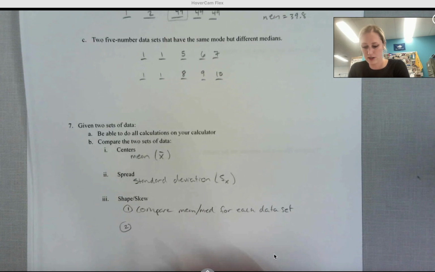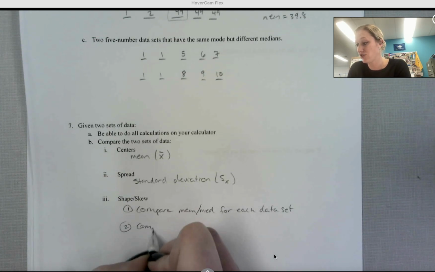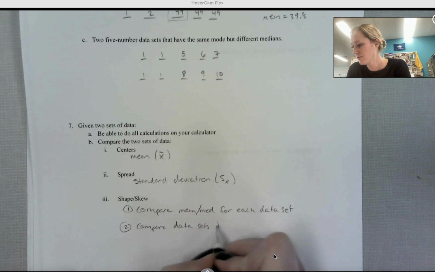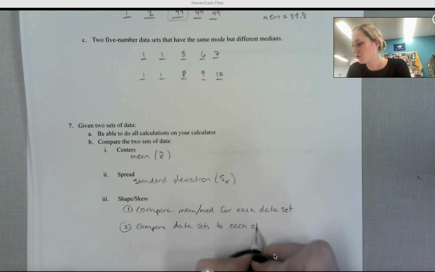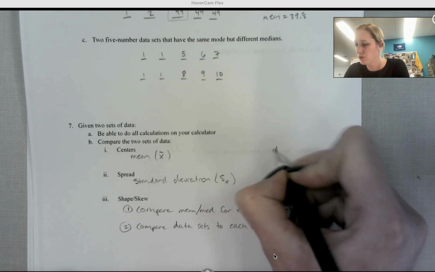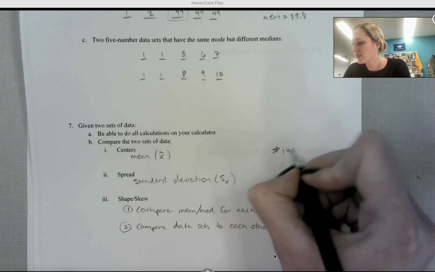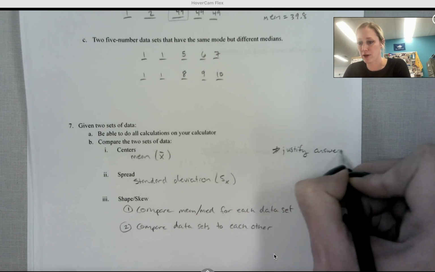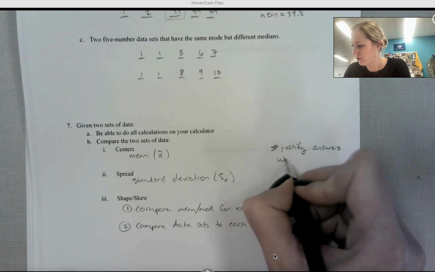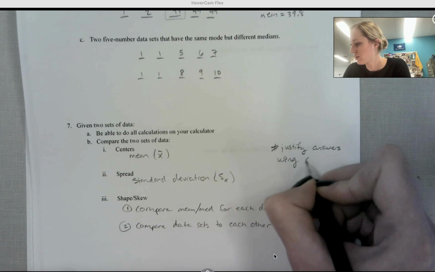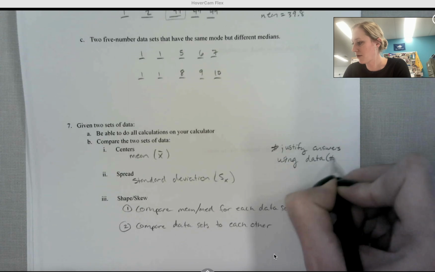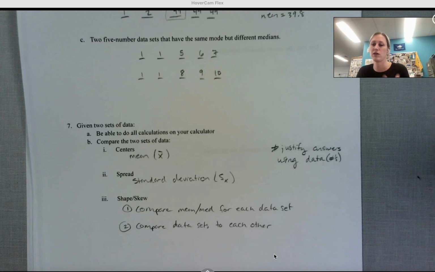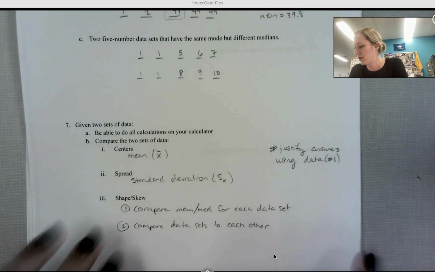And the other thing we're going to do is compare the 2 data sets to each other. When we're making these justifications, we want to make sure we justify our answers by using the actual numbers, the data or the numbers that we're calculating. So we're saying, it's skewed right, and here's why: because I can show you that the mean is greater than the median, and give those numbers.